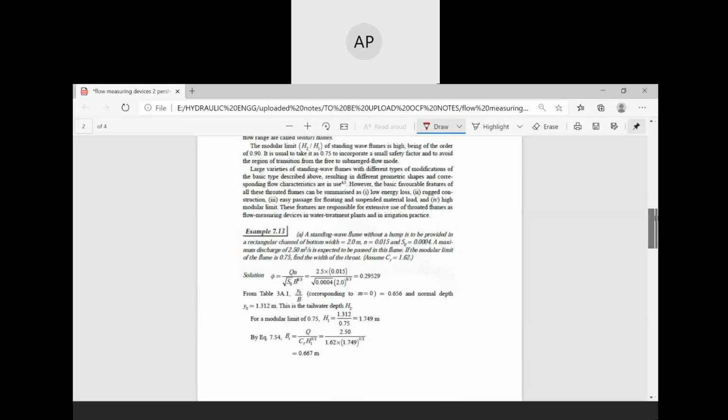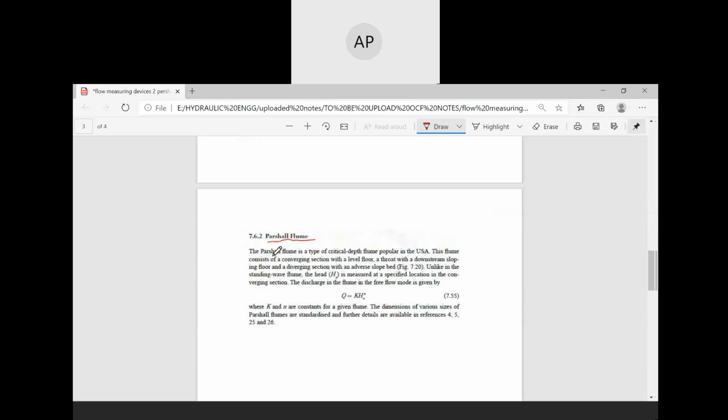One numerical is given, and next is the Parshall flume. So what is a Parshall flume? A Parshall flume is a type of critical depth flume, and is generally popular in foreign countries. This flume consists of a converging section with a level floor, a throat with a downstream sloping floor and a diverging section. Unlike in a standing wave flume, the head Ha is measured at a specified location in the converging section. The discharge in the flume in the free flow mode is given by Q equal to K Ha to the power n, where K and n are constants for a given flume. The dimensions of various sizes of Parshall flume are standardized and further details are available.